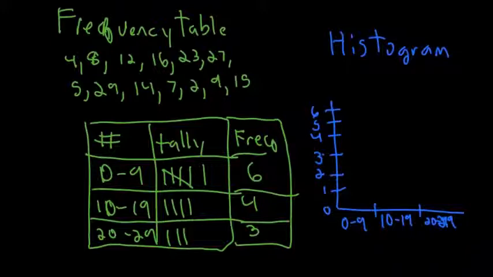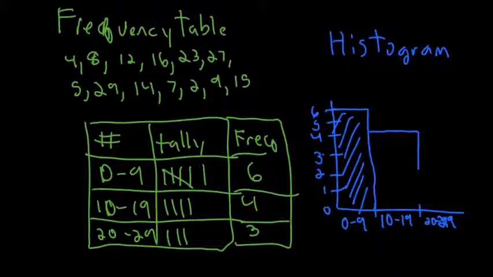And then you just make a bar for each one. And the difference between a histogram and a bar graph is because they are intervals, the bars are going to touch. So 0 to 9, I got a bar that's 6 high. For 10 to 19, I have one that is 4 high. And then 20 to 29, I have one that is 3 high.